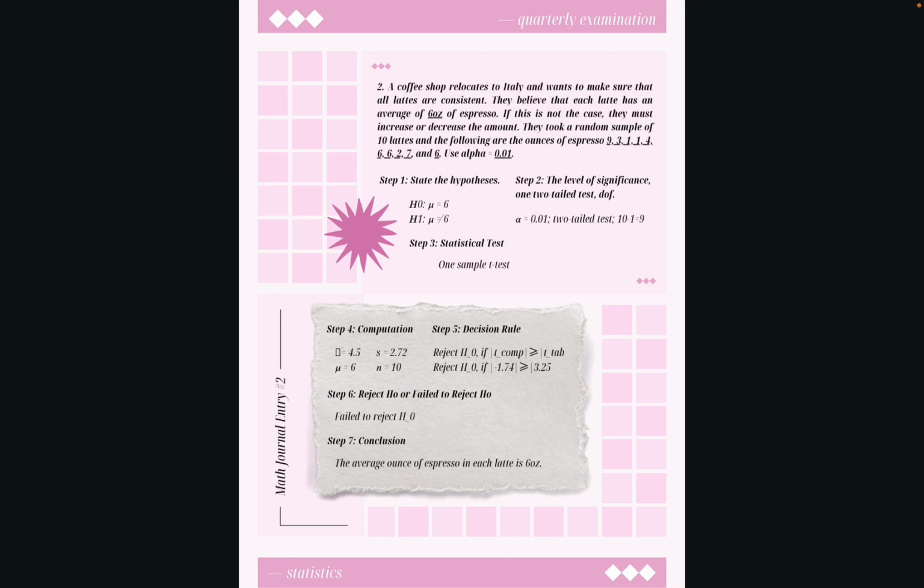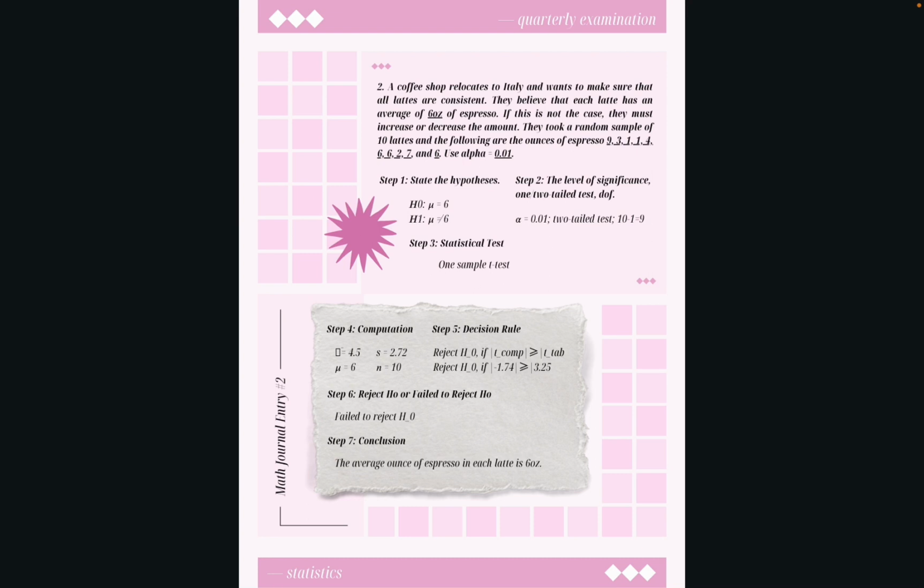Moving on to the second question. A coffee shop relocates to Italy and wants to make sure that all lattes are consistent. They believe that each latte has an average of 6 ounces of espresso. If this is not the case, they must increase or decrease the amount. They took a random sample of 10 lattes, and the following are the ounces of espresso: 9, 3, 1, 1, 4, 6, 6, 2, 7, and 6.